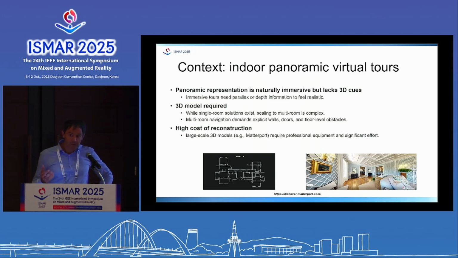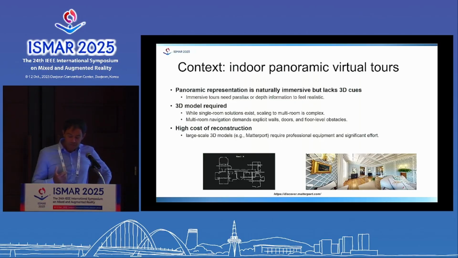This will be a problem if you also try to move around the scene, not only in a single room scene, but even if you want to represent a more complex indoor environment, like in the real world where we have more rooms. So a 3D model is required in order to have a real immersive representation. We have many single room solutions in state-of-the-art works, but it's hard to scale that to a multi-room, complex and larger scene.